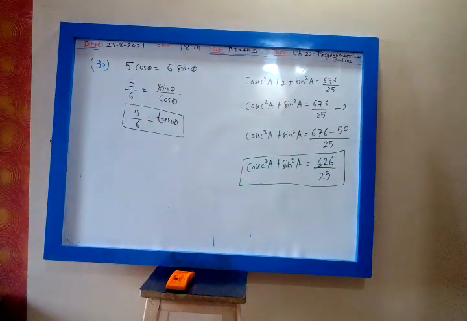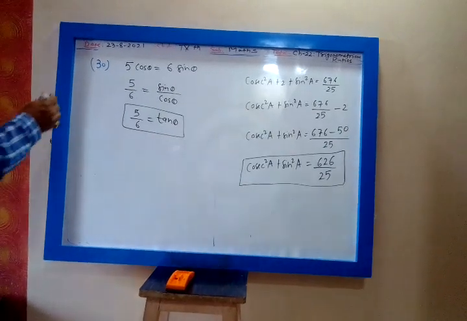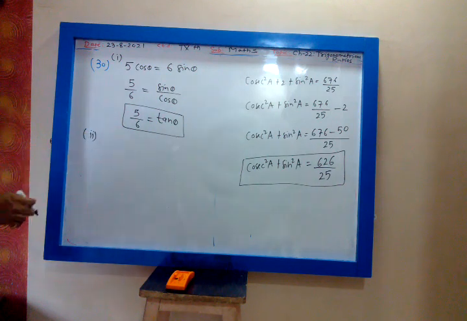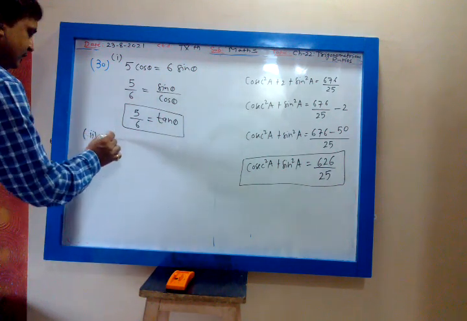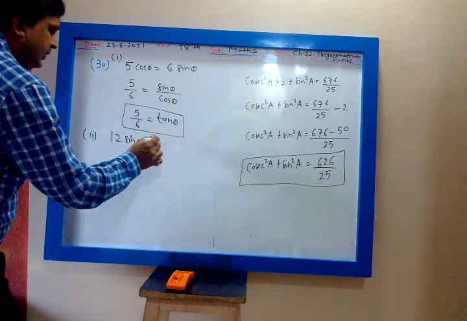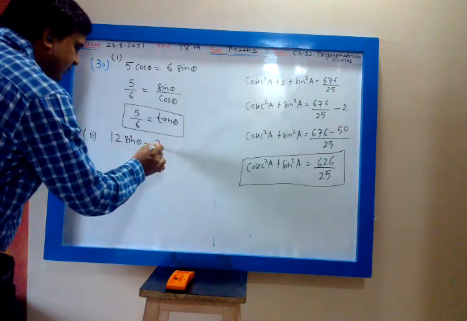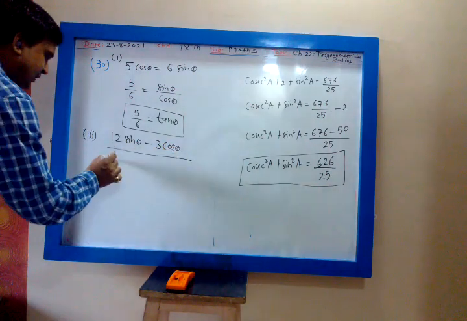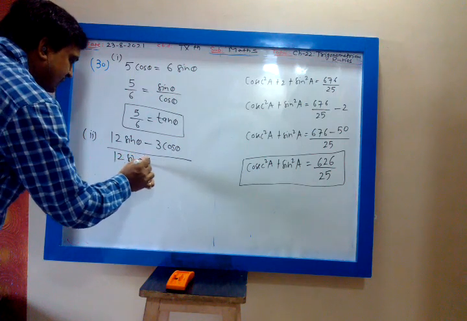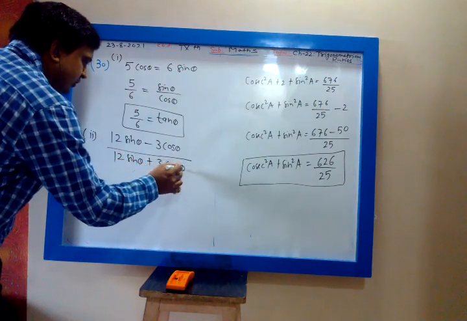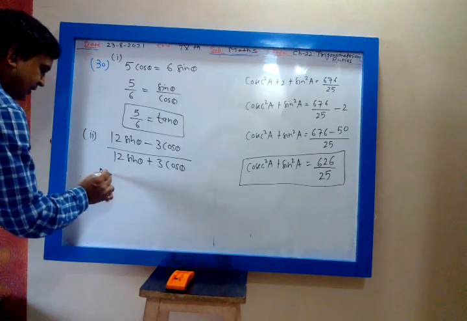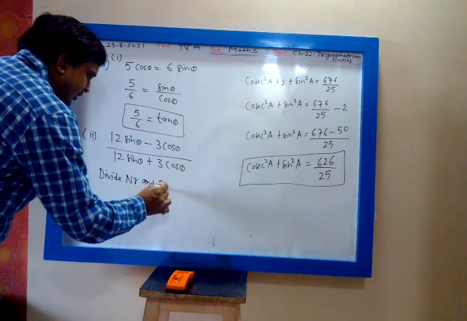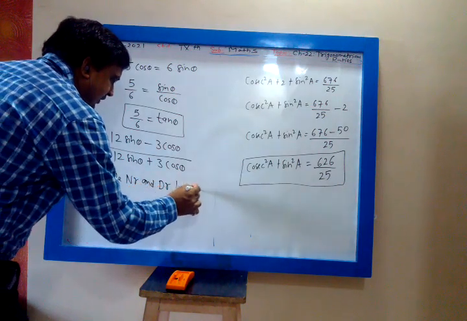Now there is no need to draw the diagram. So the first answer is tan theta is 5 by 6. Now second, you want to find the value of 12 sin theta minus 3 cos theta upon 12 sin theta plus 3 cos theta. So divide numerator and denominator by cos theta.